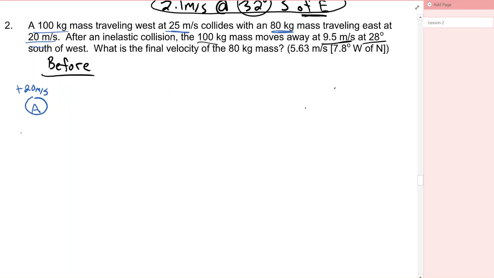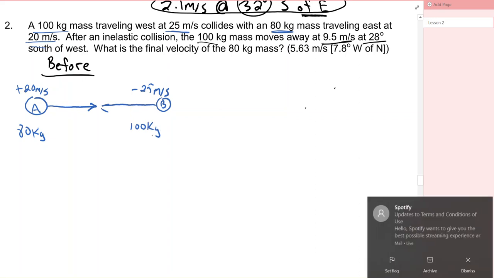and 80 kilograms. Kind of doing a little out of order, I did the second one first, but whatever. So ball A is going that way, and then ball B is going that way, right? And it was at negative 25 meters per second and had a mass of 100 kilograms. Okay, so that was before.